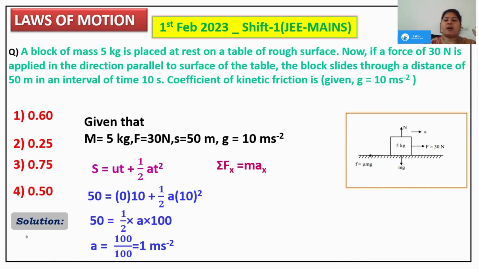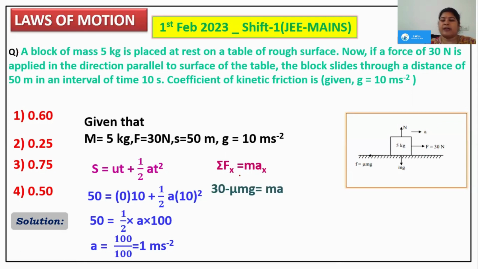Now, in the text form, we observe. Once again, I am repeating the solution. Given data is this one. First of all, we find the acceleration value by using s equal to ut plus half at square. Whatever the data is, substituted in this formula, we derive the value of acceleration as 1 meter per second square. Next, Newton's second law is applied along the horizontal direction. The resultant force is equal to m into a, where a is the acceleration along the x direction, that's why we use ax.